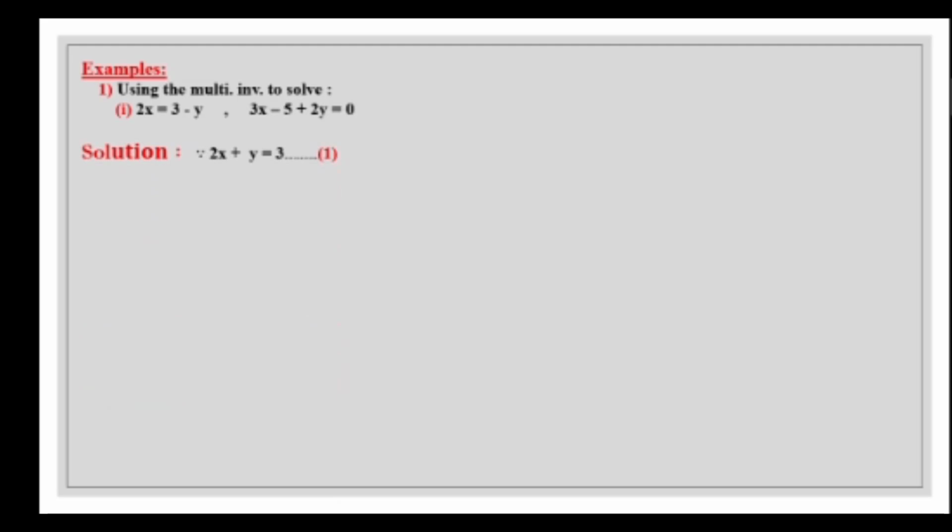Solution. First of all, we must put the two equations in the form: the variables on one side and the constant on the other side. It means the first equation will be 2x plus y equals 3, and the other equation will be 3x plus 2y equals 5.